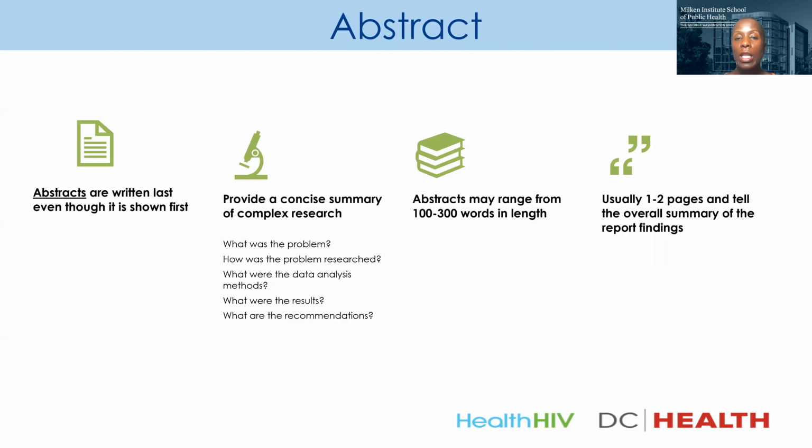And if we're looking at an abstract versus an executive summary, the executive summary is between 1 and 2 pages and tells the overall summary of the report findings.